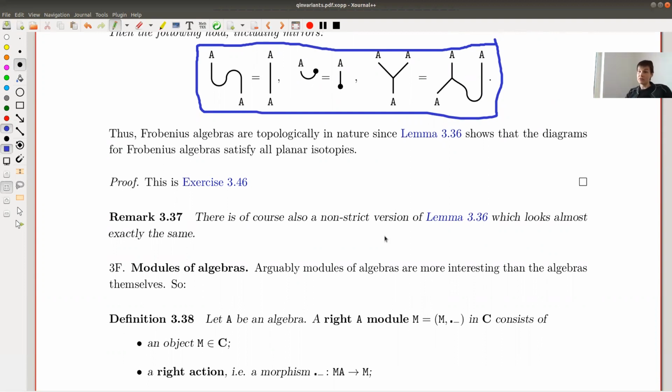Okay, last notion for today. Whenever you have algebras, whenever you have monoids, you should think they act on something. Groups act on vector spaces. You could define groups in categories. Algebras act on vector spaces. So algebras in categories should act on modules in categories. So what could this be?